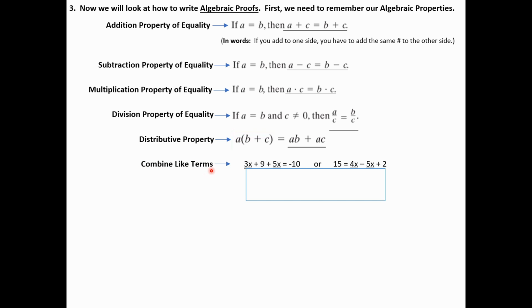Combining like terms, this is one where I'm looking at all the things on the same side of an equation. So you'll notice that the things that are underlined are on the same side of that equal sign or that equality relationship. And so on the left, if I have 3x and 5x together, they can combine to make 8x. And over here on the right, if I have 4x and -5x, they combine to make -x.